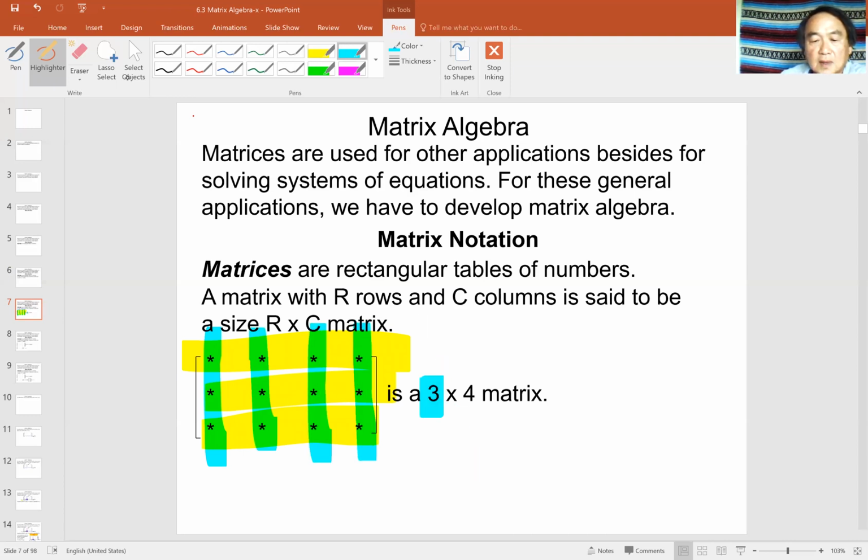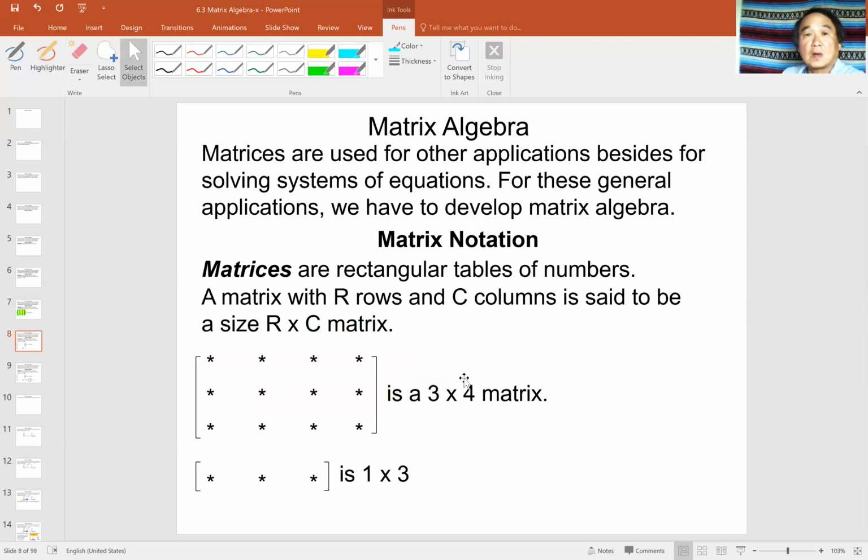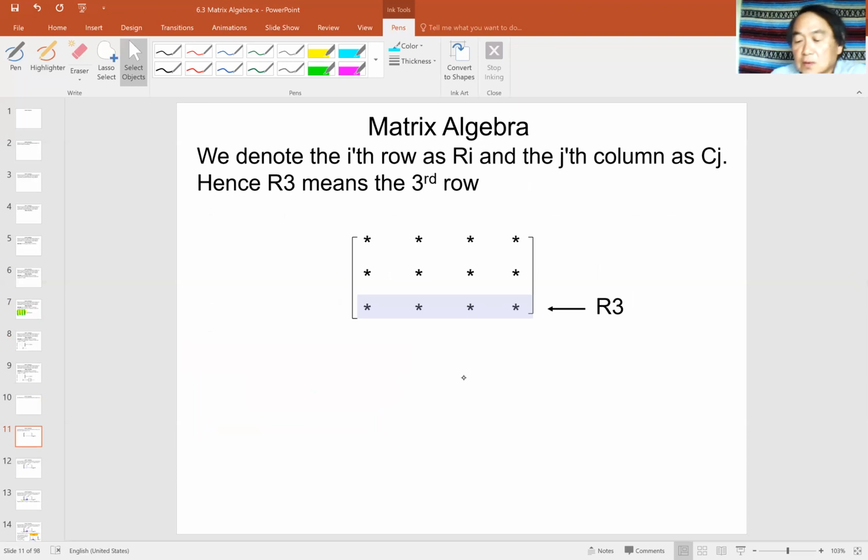3 rows for the rows and 4 columns for the 4 columns. And so here's a 1 by 3, 1 row, 3 columns, and here's a 3 by 1, 3 rows, 1 column.